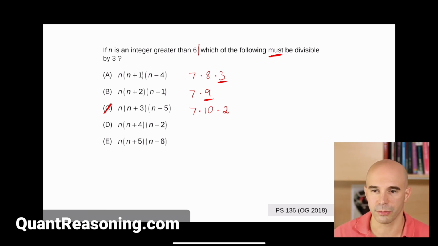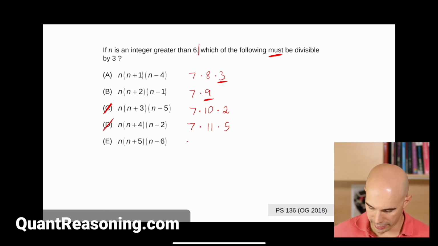They're asking which of the following must be, and I just proved that C might not be, depending on the value of n. Because if n is 7, C is not a multiple of 3. So we can eliminate that one. Next we have 7 times 11 times 5. None of those is a multiple of 3 either, so D is gone.